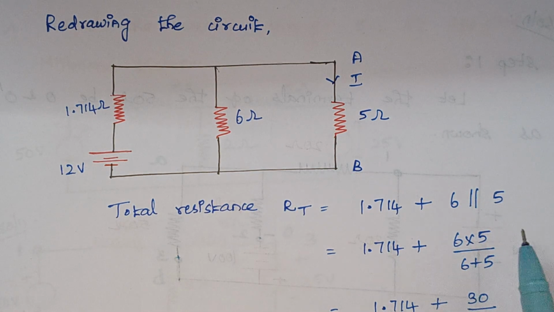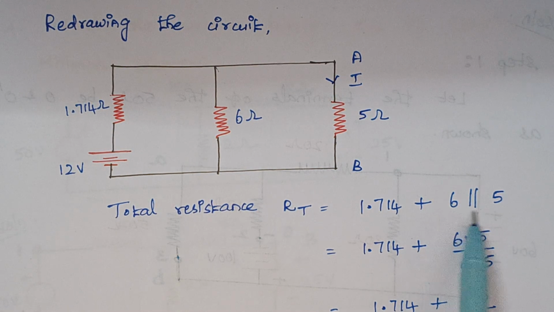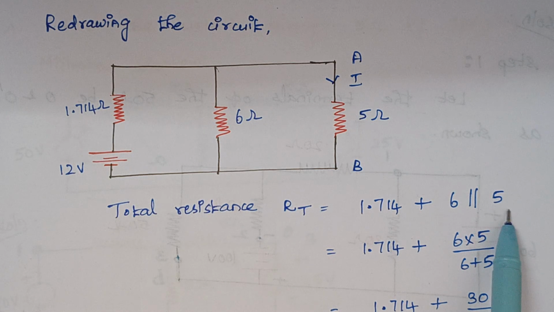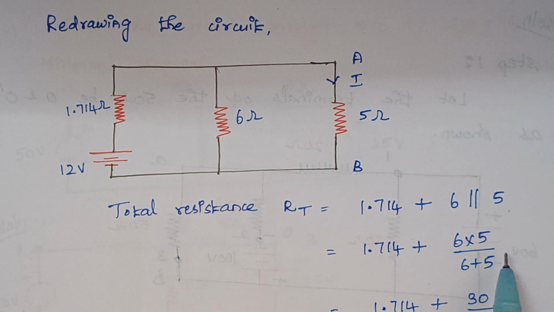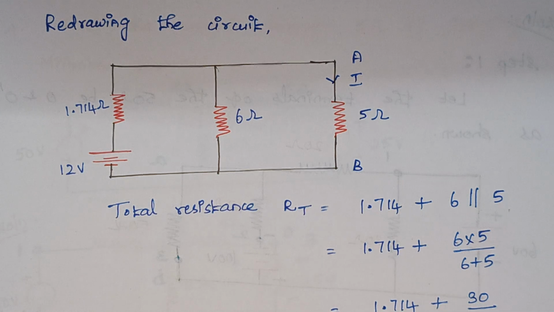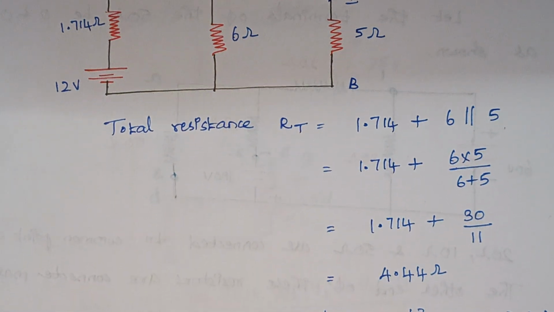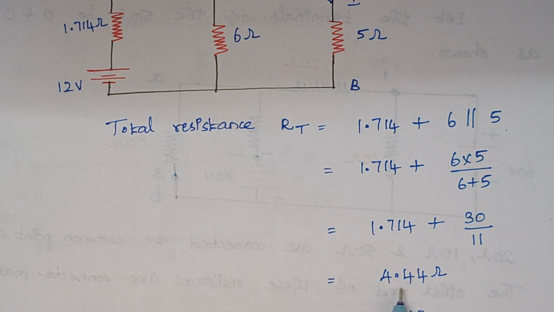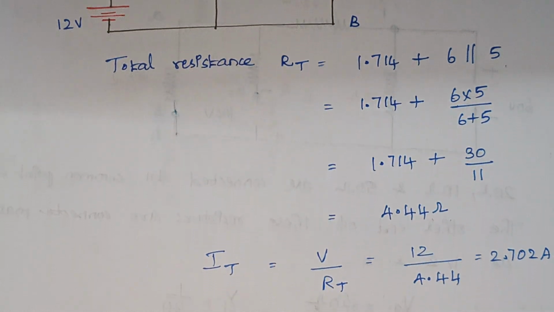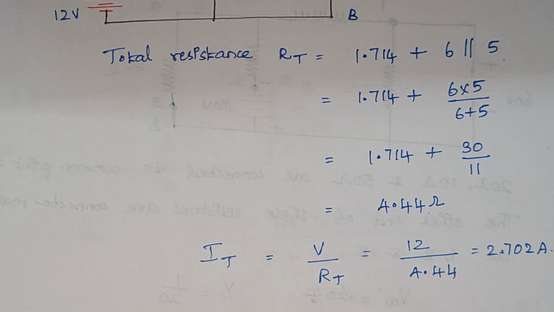So just substitute the values here. What is the formula for a parallel combination? It is R1 into R2 divided by R1 plus R2. So just substitute it over here, and once you solve, the final answer is 4.44 ohms. So since we know the value of total resistance, we can calculate the total current, right? It is V by R.